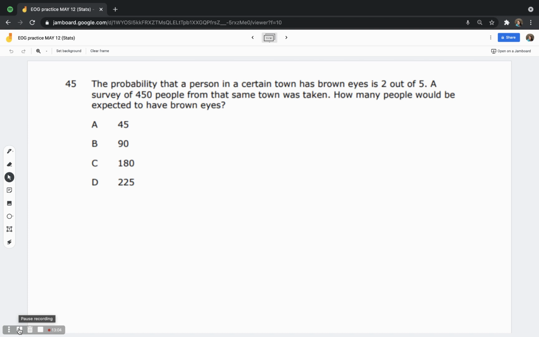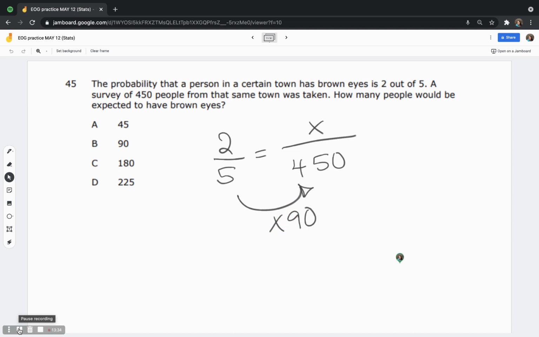Right, and number 45, the probability that a person in a certain town has brown eyes is 2 out of 5. A survey of 450 people from the same town was taken. How many people would be expected to have brown eyes? So our first ratio tells us that 2 out of 5 people have brown eyes. We want to know if 450 people were surveyed, so that is our whole, how many would have brown eyes? So to get from 5 to 450, I have to multiply by 90. So 2 times 90 is going to give us 180. Again, if that is confusing, you can cross multiply and get the same answer.